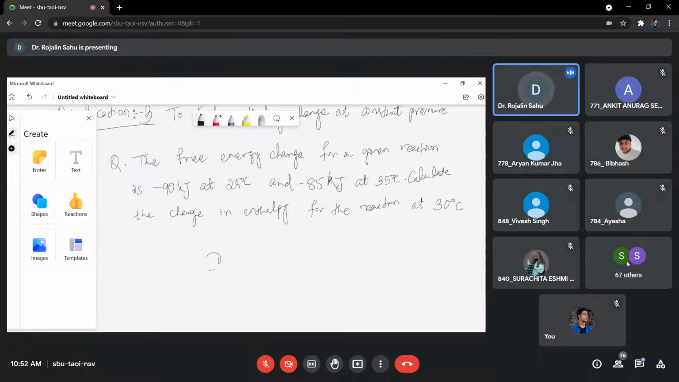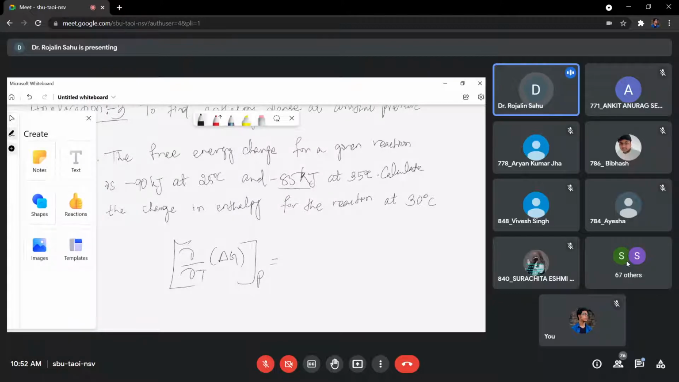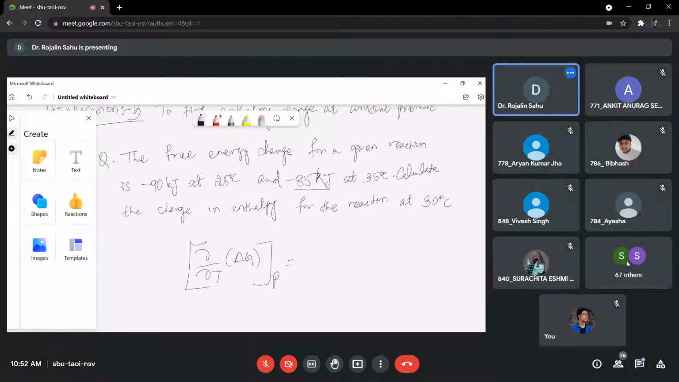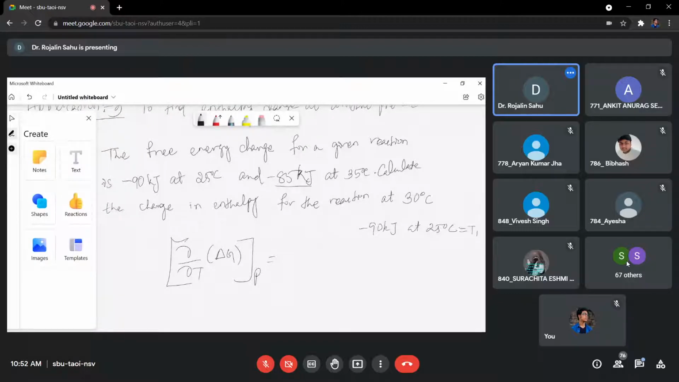So first of all, you have to find out del G, the change in free energy with respect to temperature at constant pressure. In two different temperatures, del G value is given. So it is minus 90 kilojoule at 25 degrees Celsius, let it be T1, and similarly it is minus 85 kilojoule.